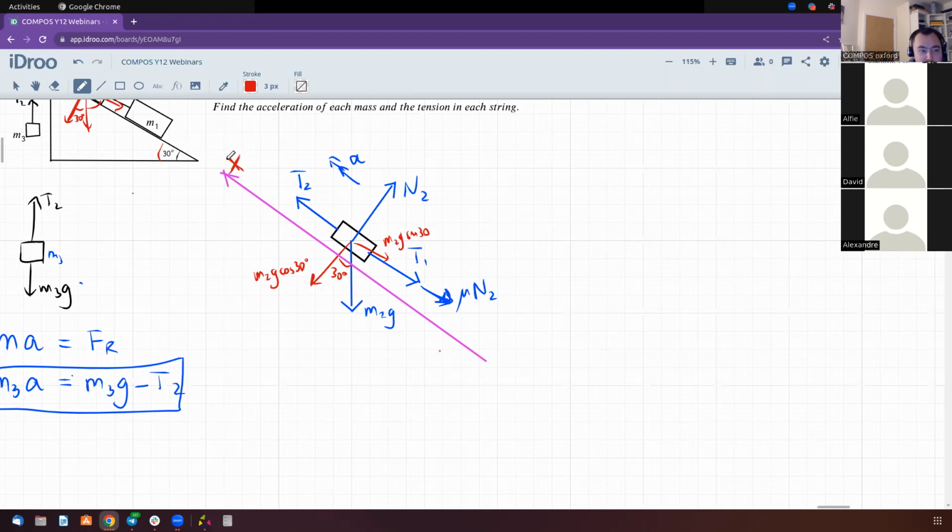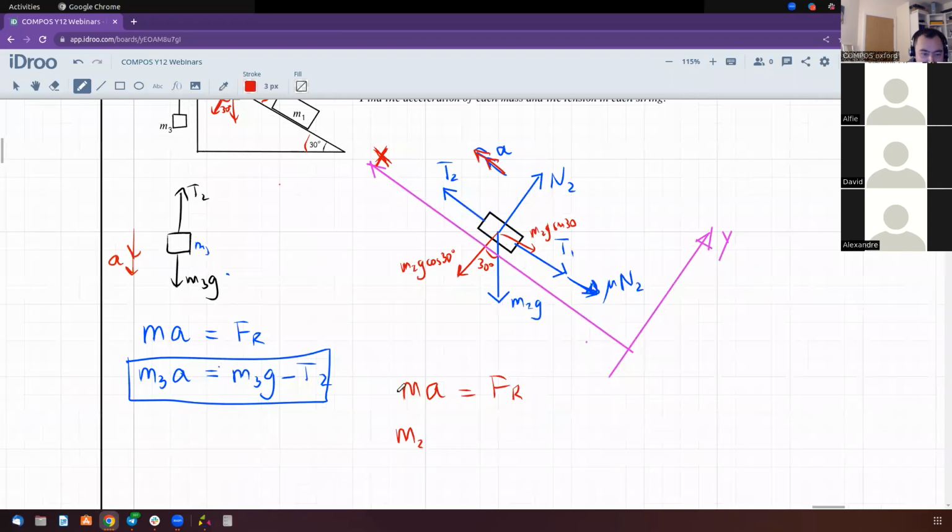Now, in these problems, you always put the x-axis either down the slope or up the slope. The y-axis is perpendicular, but we don't need the y-axis here. So I'm just gonna drop it because the mass is not moving along the y-axis. It's not moving perpendicular to the slope. So it's only moving in the x direction. So mass acceleration is equal to resultant force. So m2 times acceleration up the slope. It's the same acceleration as in the previous one. So we use the same letter A.